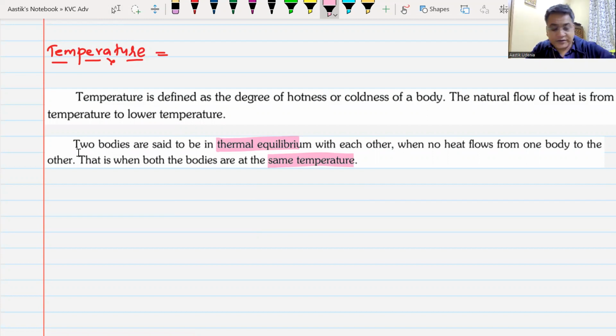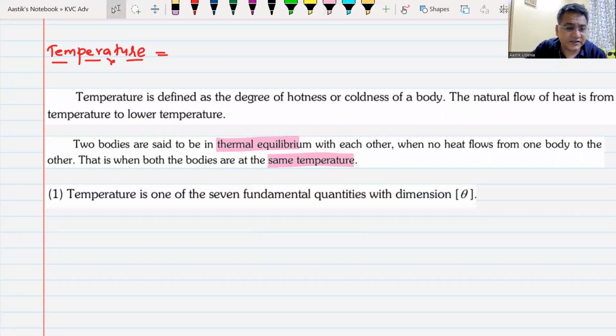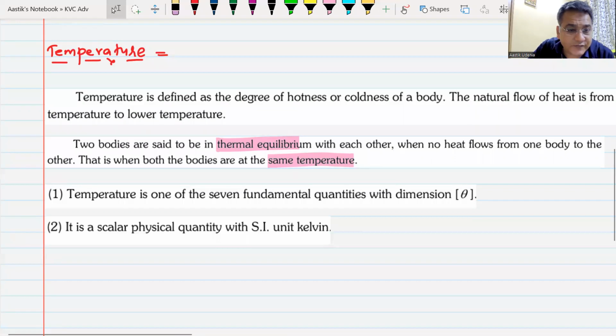Then temperature is one of the 7 fundamental quantities. Dimension is T or theta. We understand this? The SI unit is Kelvin. We know this.